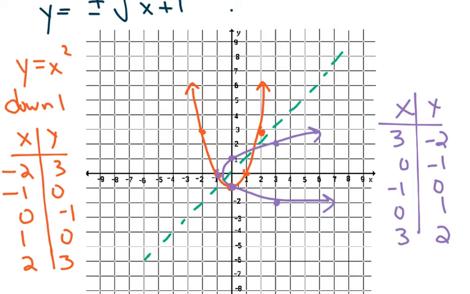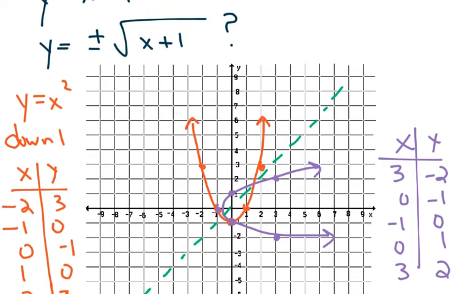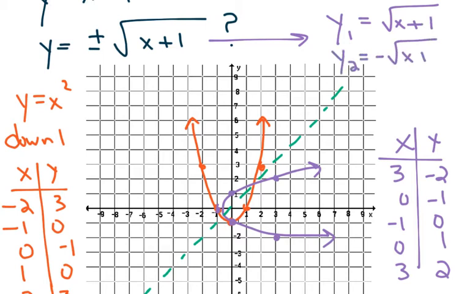Now, the thing about the purple graph is if you were going to put this in a graphing calculator to look at it, you would actually have to look at 2 different functions. You would have to do y1 is equal to the square root of x plus 1, but then you would have to graph in y2 equals negative square root of x plus 1. Because remember, the plus or minus sign means it's really 2 separate equations. They just connect to make one graph. This is kind of a precursor as to what we'll be doing in the next topic.